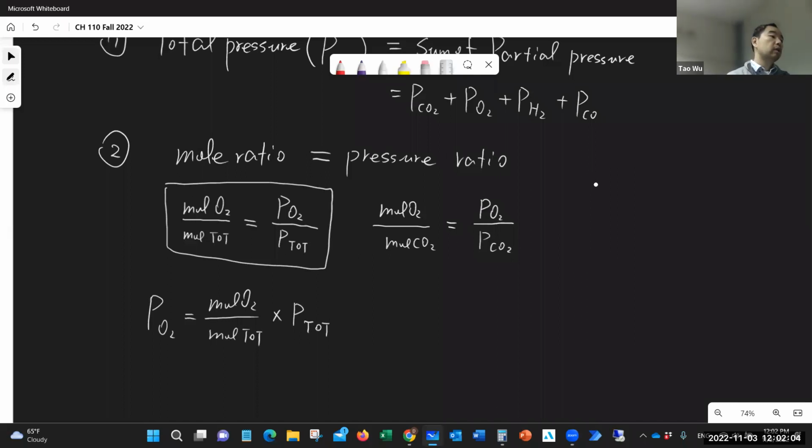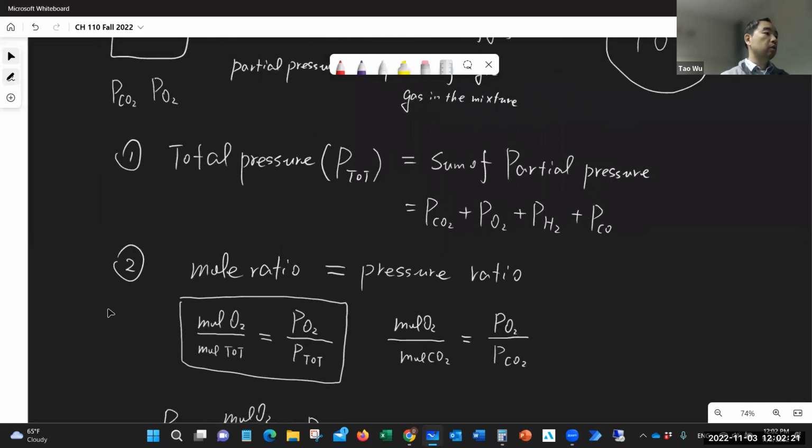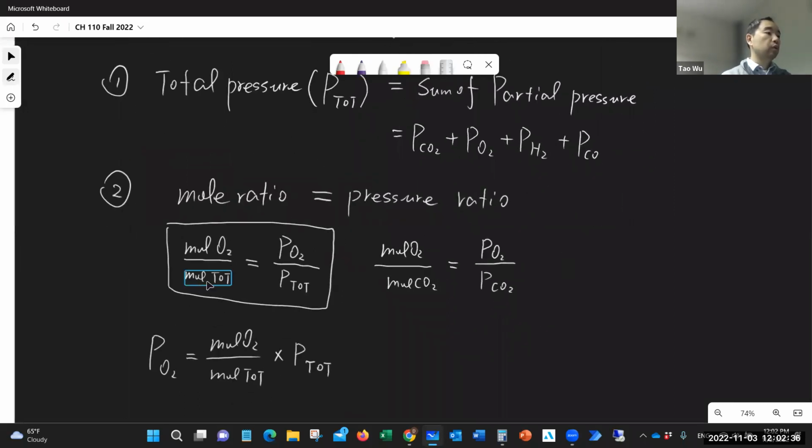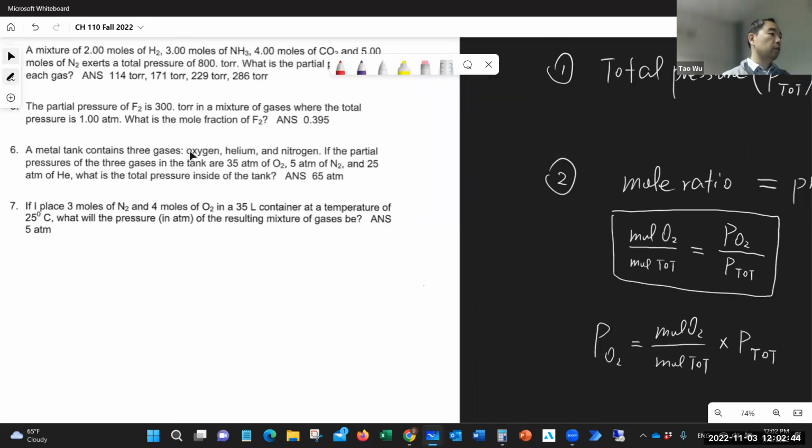That is why the mole ratio is pretty important here. As long as you know the moles, you can figure out the partial pressure. So those are the two things we talk about in Dalton's law of partial pressure. The first one: the total pressure is the sum of the partial pressures. You add the partial pressures together and you get the total pressure. The second one: the mole ratio of the gases should be equal to the pressure ratios. So let's work on this.